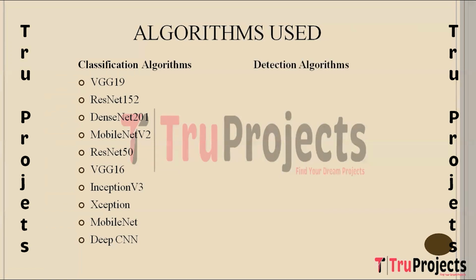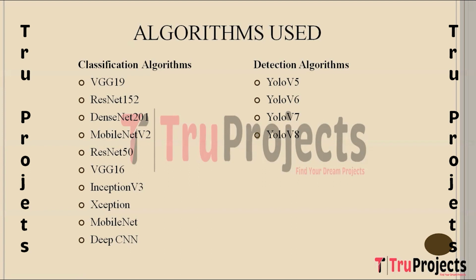So now we'll discuss the algorithms used for detection. So we have used YOLO V5, YOLO V6, YOLO V7, and YOLO V8. So YOLO, that is You Only Look Once, is a real-time object detection algorithm that uniquely divides an image into a grid and predicts bounding boxes and class probabilities directly from the grid. It excels in efficiency and simultaneous handling of multiple objects within an image.